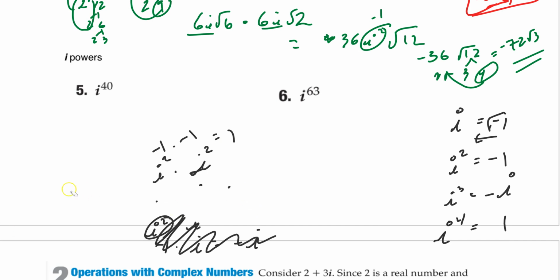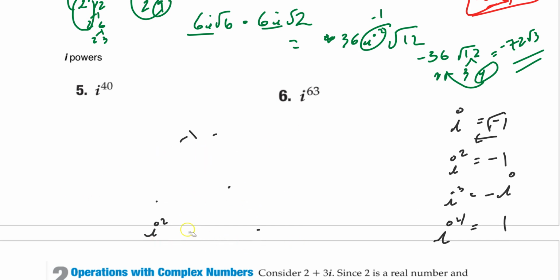Like, where am I going with this? I know that last one's a little confusing. Where I'm going with this is this. So, i to the 1st. Let's erase this. Alright, i to the 1st is i. i squared is negative 1. i cubed is negative i. i to the 4th is 1.